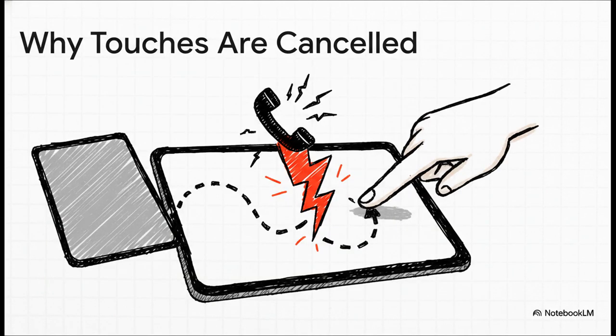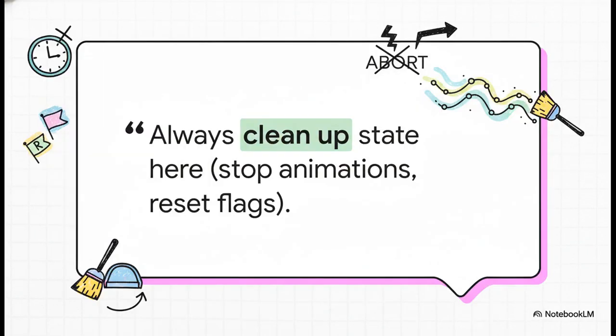So what could possibly be important enough for the system to just cancel your touch? Well, an incoming phone call is the classic example. A low battery alert is another one. And if the user switches to a different app or some system UI pops up, that'll also cancel the current touch. This is your chance to be a hero, really.